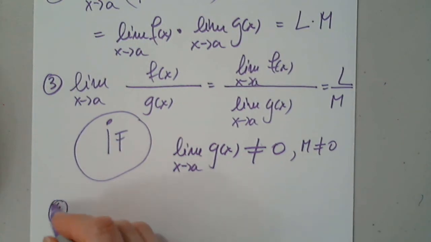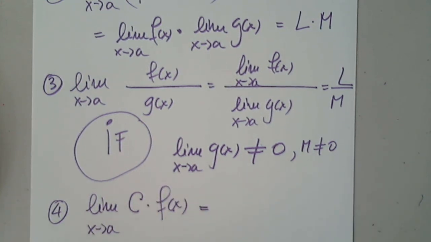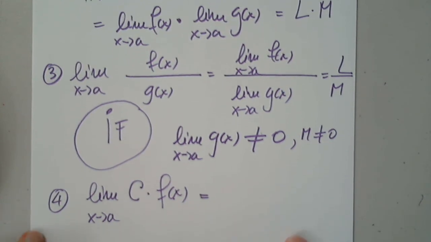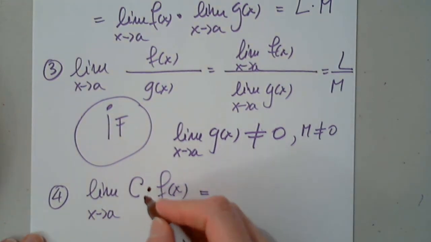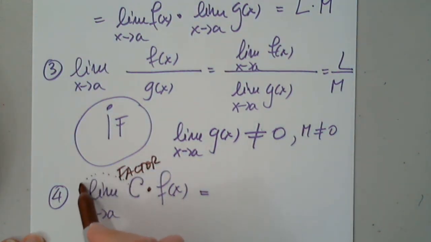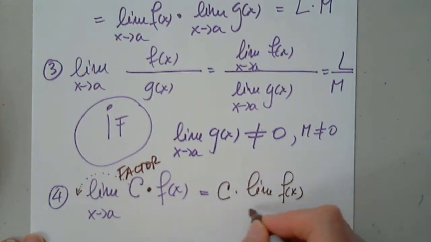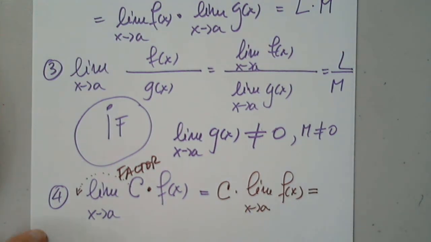Okay, number 4. The limit of a constant, any number you want, times f of x as x approaches a. So let me explain this situation here. As long as it's a factor, the factor can go in front. So this is c times the limit of f of x as x approaches a. And what will this equal to? What do you think? C times L. Yes, c times L.